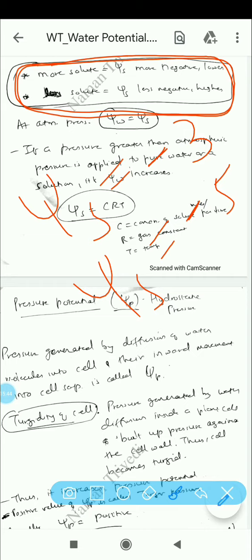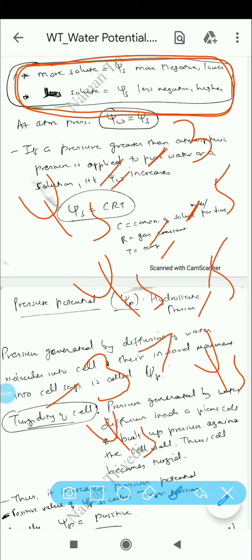So if you consider -3 and -5, -3 has less solute, so -3 psi s will be greater than -5 psi s. Less solute, less negative. More solute, more negative. Now this is with the normal sign convention.